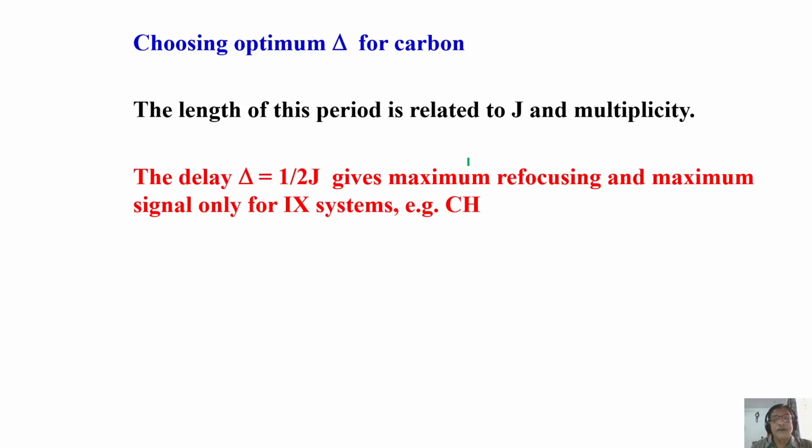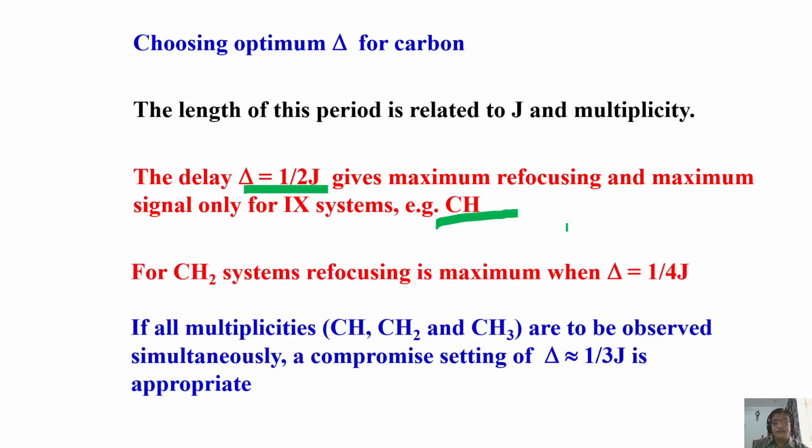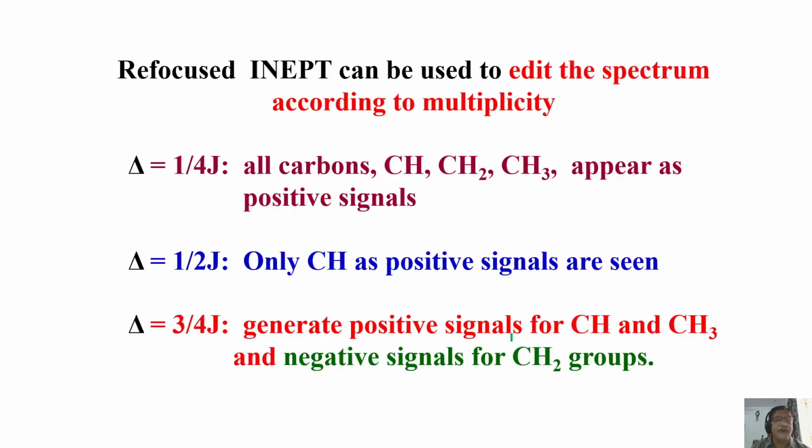So what is the length of this J delta? Of course, as I said, the average value is 1/3J, but you can also do editing with this. Delta 1/2J gives you maximum signal only for CH. For CH2, delta 1/4J gives the maximum signal. And for 1/3J, all are equal, meaning all are positive, I would say. All are seen. So we can use this idea for doing editing also. This is called refocused INEPT. In refocused INEPT, what we can do is take delta equal to 1/4J.